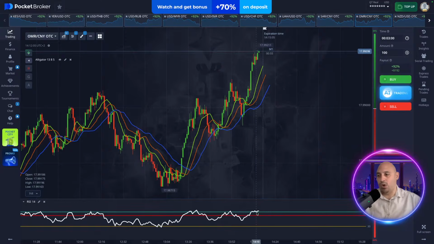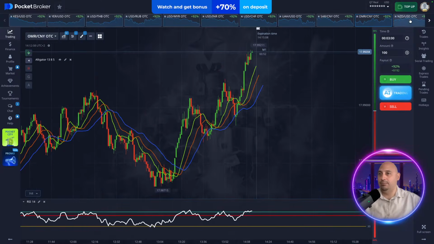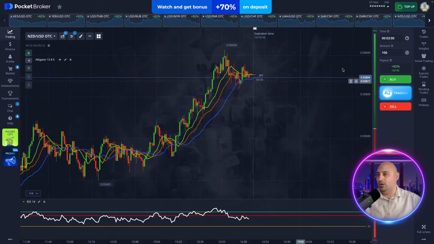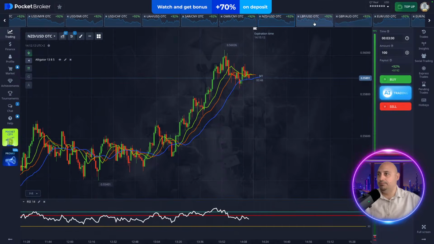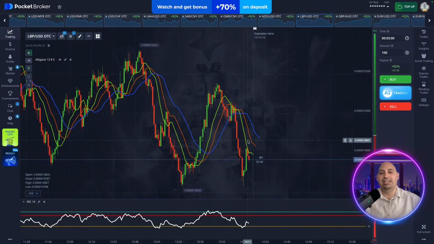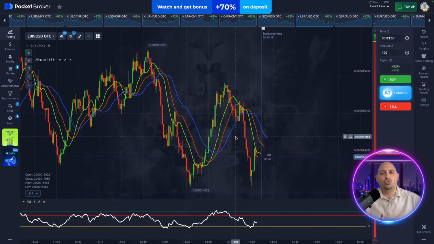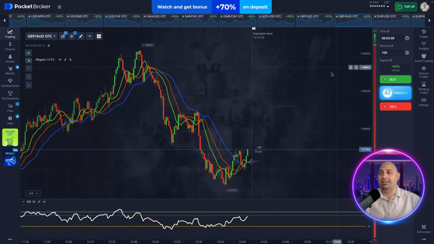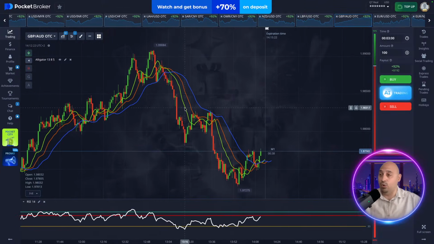Way up high, too late. Tangled, I'm going to avoid. This is the beauty about the alligator because it gives you more confirmation. I would like to say, you know, it avoids noises. If you follow it correctly along with the RSI, it avoids noises.